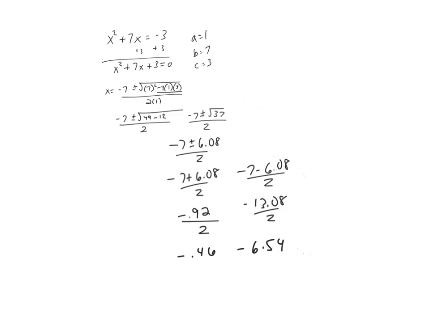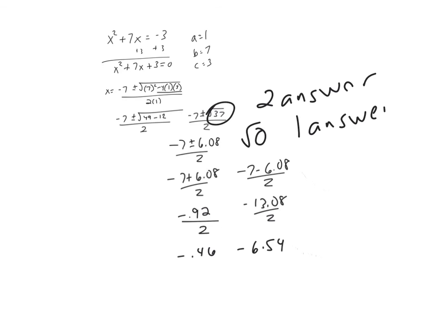Okay, so you just got to remember, if this guy's positive, you're going to have two answers. If the square root is 0, then you're going to have one answer. And if that guy comes out to be a negative, it's going to be no answers. Now, you got to be careful, because this number is never going to be negative. That's always going to be a positive number there. This part here is what's going to make it negative, if it's going to be negative at all.